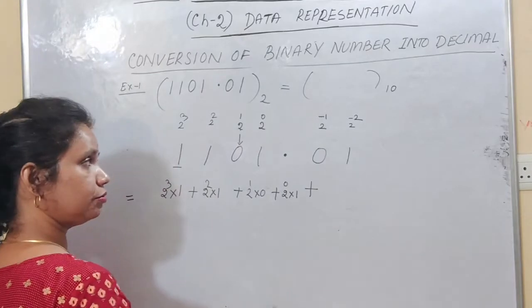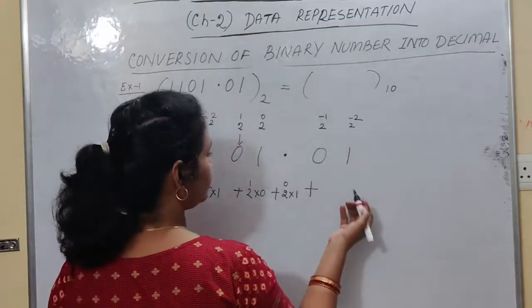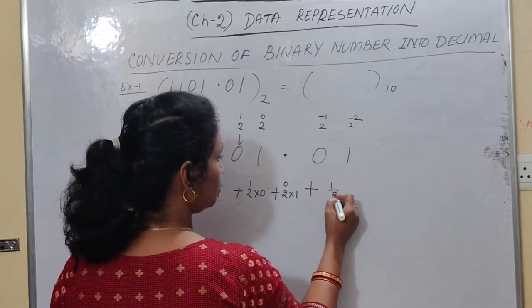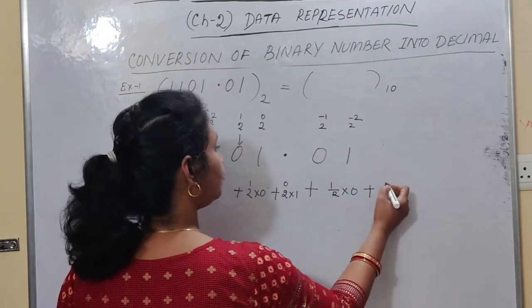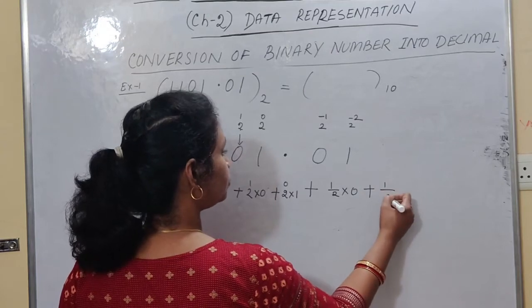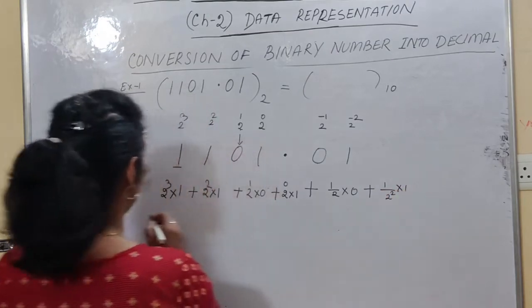How will you represent the 2 to the power minus 1? Mathematically you can write that as 1 by 2. Multiply this bit, that is 0. Similarly 2 to the power minus 2, how will you represent? That is 1 by 2 to the power 2. Okay, multiply 1. Now you just solve this.